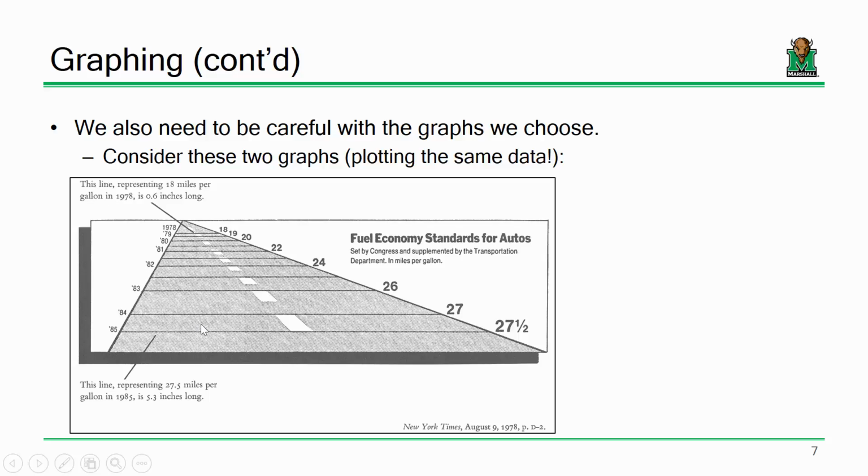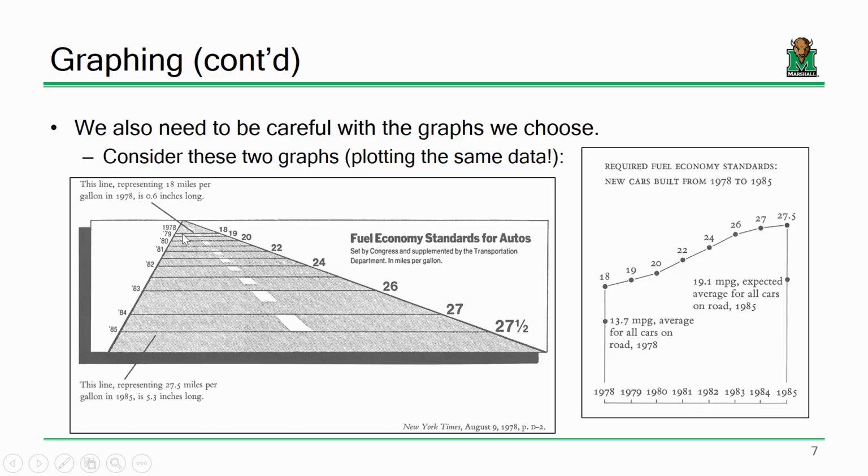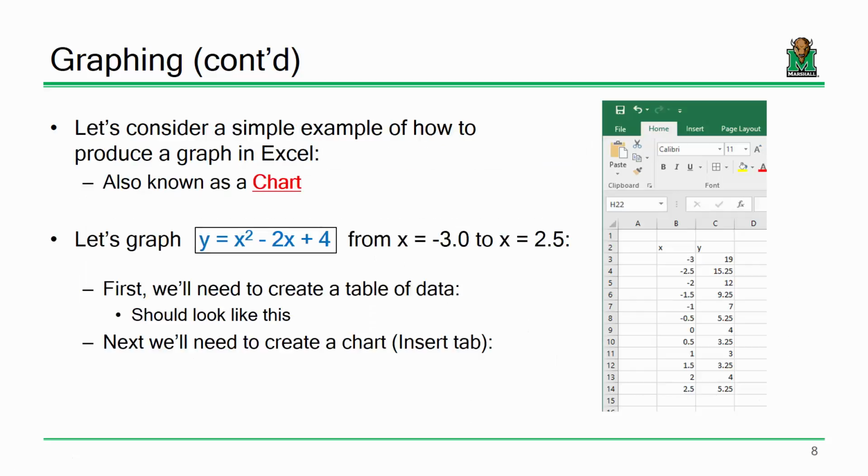Now, what's a little bit deceiving about this is it's trying to use perspective in kind of a cutesy way. It's trying to make the perspective look like a road, and these lines are not scaled linearly. If you take that same data and actually do a linear scale of what it should look like, then this is the result. 18 miles per gallon in 1978, 27.5 in 1985. So this is the same underlying data, but you always have to be cautious with the way that data is being represented, because it might be to intentionally deceive you.